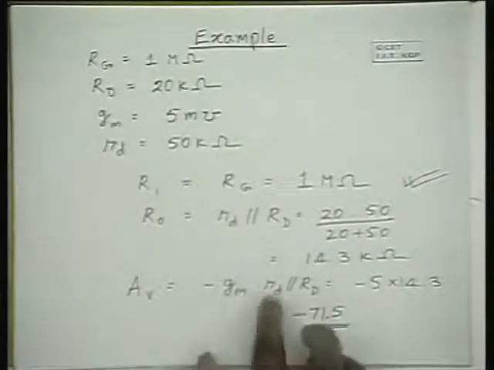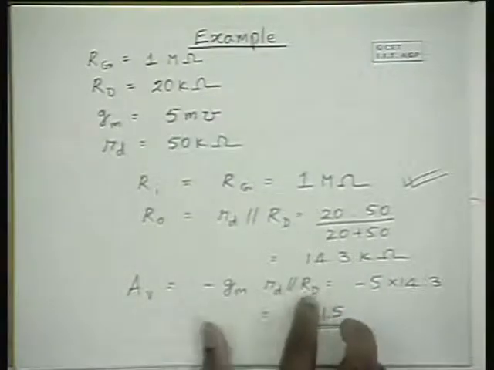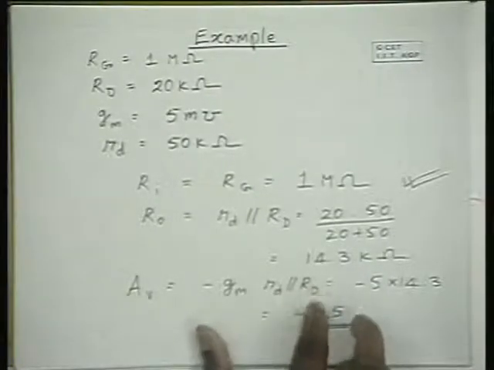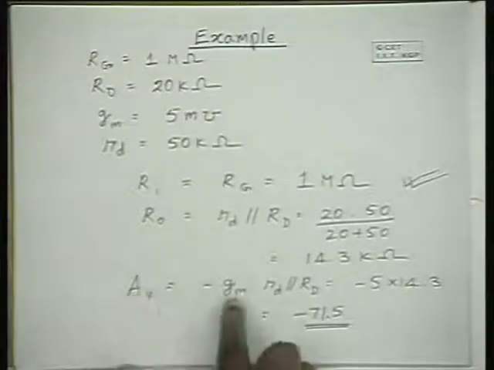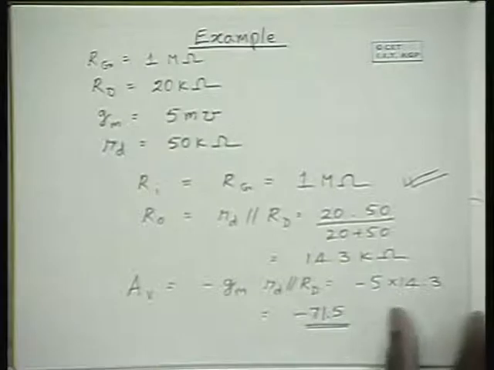When rd is very small, please note that the small rd in parallel with capital RD becomes approximately equal to capital RD. Therefore, the voltage gain becomes minus gm into capital RD itself as an approximation.